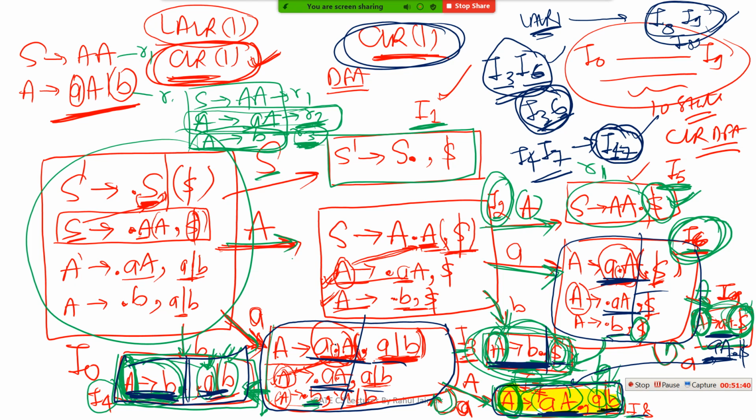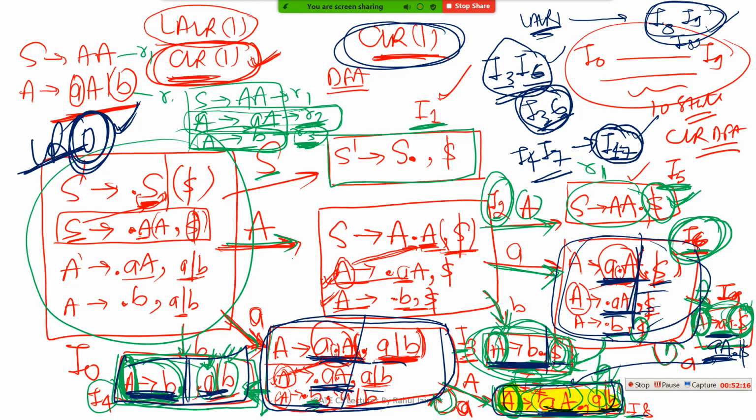Because in I3 and I6, the LR0 items are the same. Only the lookaheads are different, meaning the transitions are the same: A dot A dot A dot B, A dot A dot A B. Only the lookaheads are different. That is why we are merging them. The basis of merging is that LR0 items are the same. If the LR0 items of two states are the same, merge them for the LALR1 parsing table, right? So in I8 and I9, AA dot and AA dot, the LR0 items are the same. That is why we are merging.